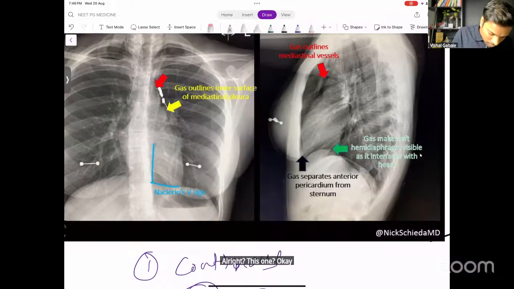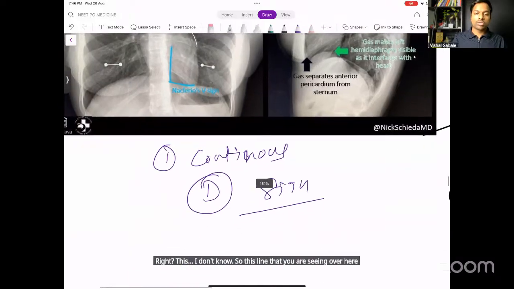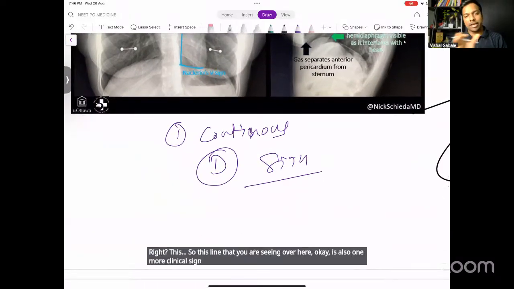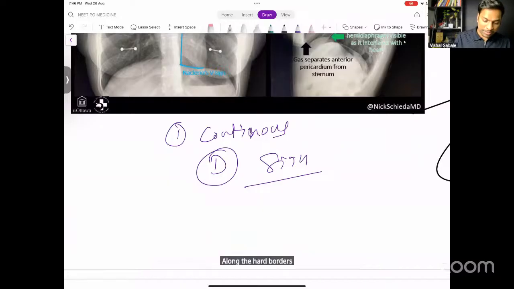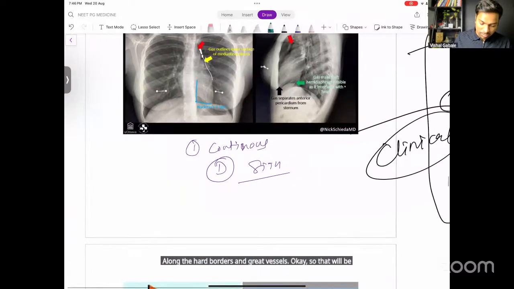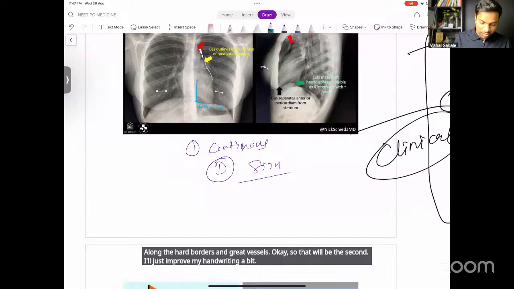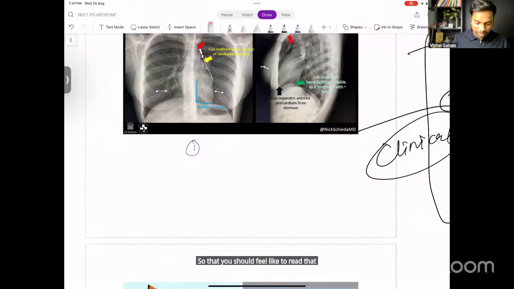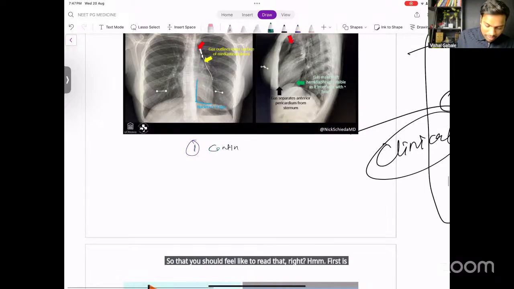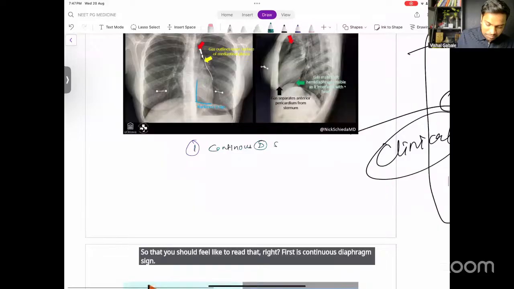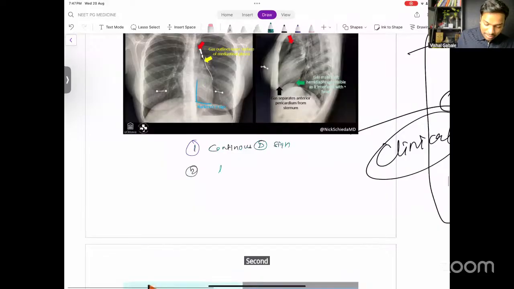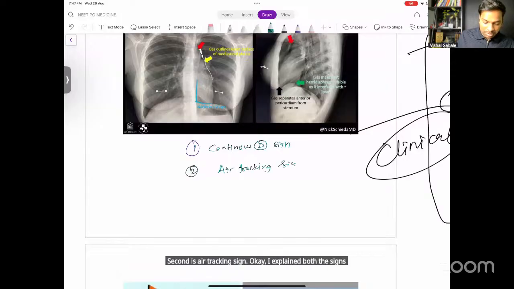Okay, right? So this line that you are seeing over here is also one more clinical sign, called air tracking along the heart borders and great vessels. That will be the second. First is the continuous diaphragm sign. Second is the air tracking sign. I explained both signs to you, right?